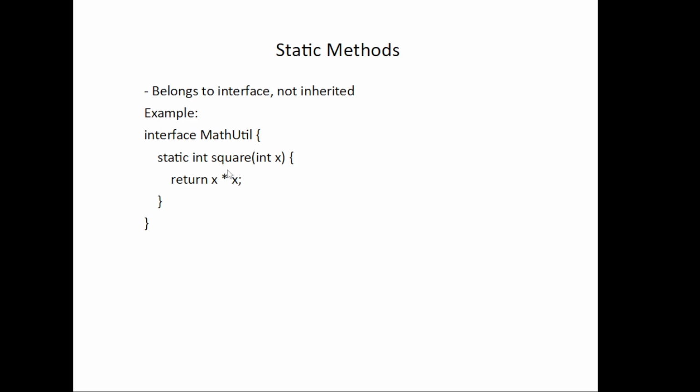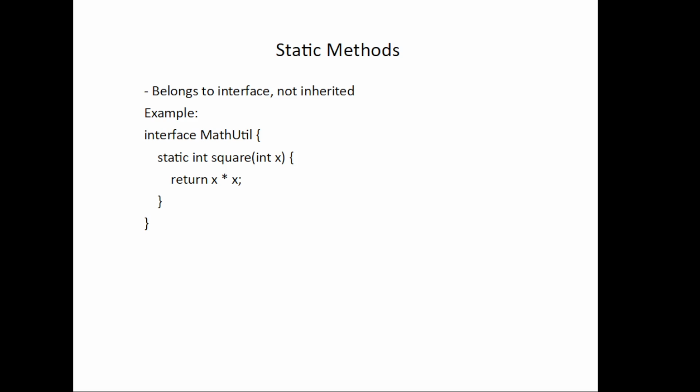Let's talk about the static method. The square method here is marked as static. So it belongs to the interface itself. So you can call it with the help of the interface name, MathUtil.square. Square is the name of the method here, giving the value inside the parameter of square. We don't have to create an object to call this method. We can call it directly by the name of our interface. And remember, static methods in interfaces are not inherited.